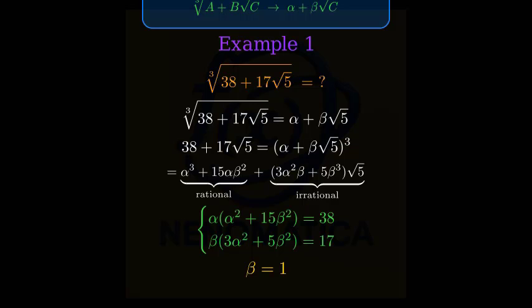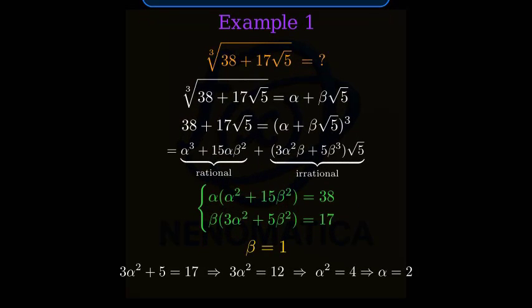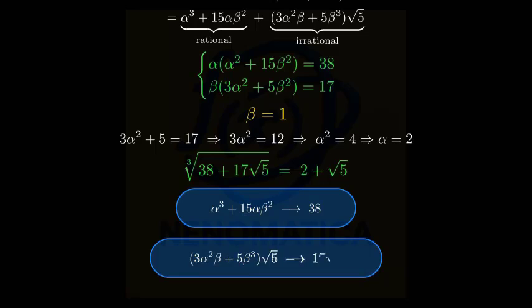So the clean integer choice is beta equals 1. Then 3 alpha squared plus 5 equals 17. So 3 alpha squared equals 12 and alpha equals 2. These also satisfy the first equation, which confirms the guess. Visually, the expansion naturally splits into a rational part and an irrational part with square root of 5. Matching those parts separately is the entire trick.